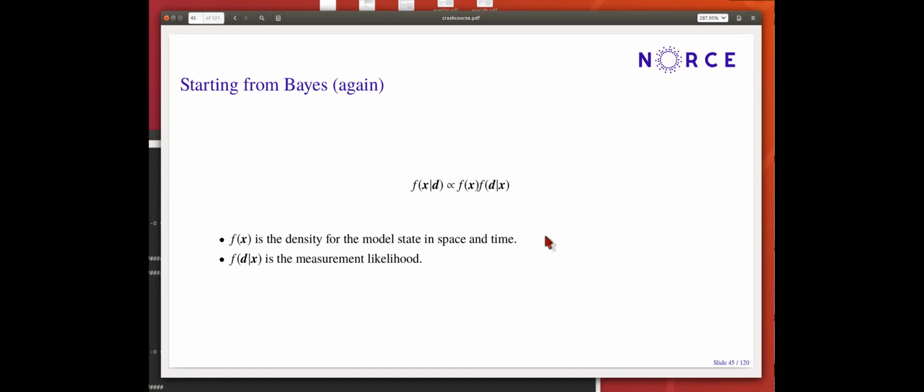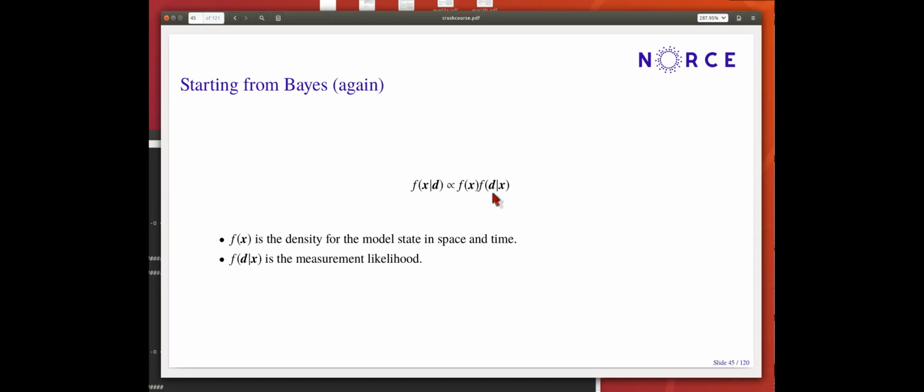We have a prior of a model solution. So X is a model solution defined in space and time. It means that we have defined a time interval, we have some initial conditions, we run our model forward in time. And f of x is just the PDF of this solution as a function of space and time.